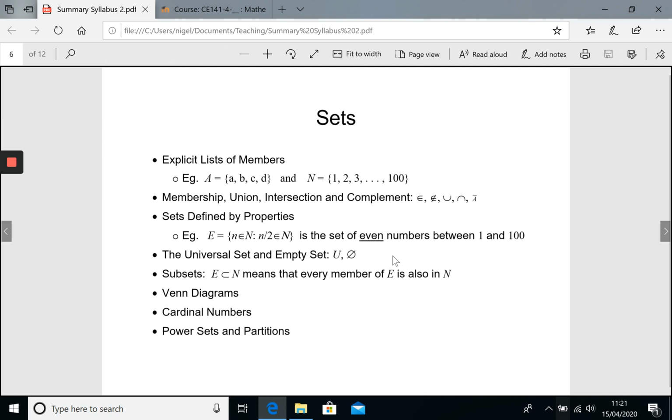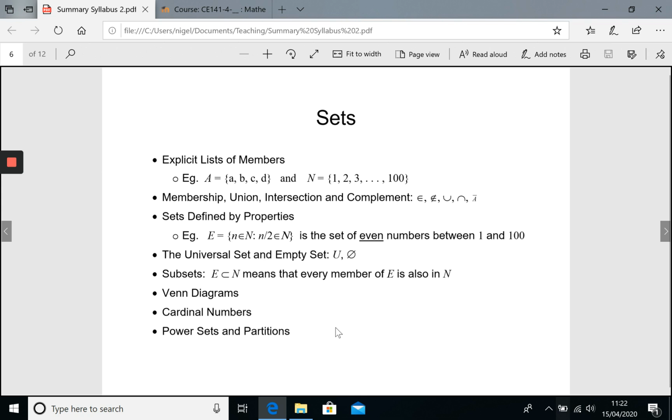We then looked at the idea of the universal set, which you always have to involve in any particular problem, and the empty set, which contains no members. And then a bit more notation: this union, if you like, on its side means subset, and that simply means that every member of the set E is also a member of the set N. It doesn't preclude the possibility that E and N are the same set, are equal. It could be that E is a smaller set than N, or it could be that they're equal.